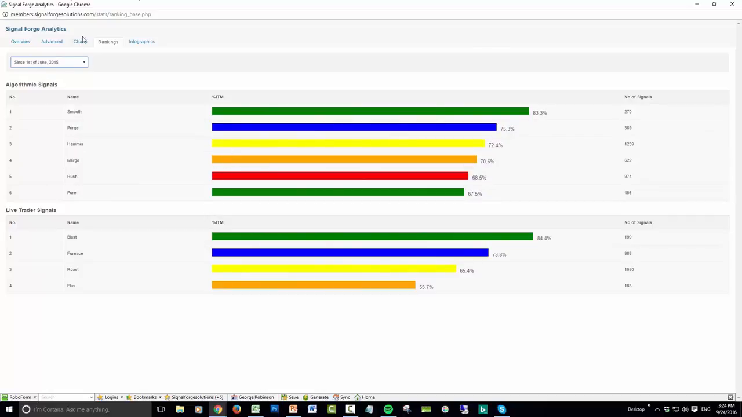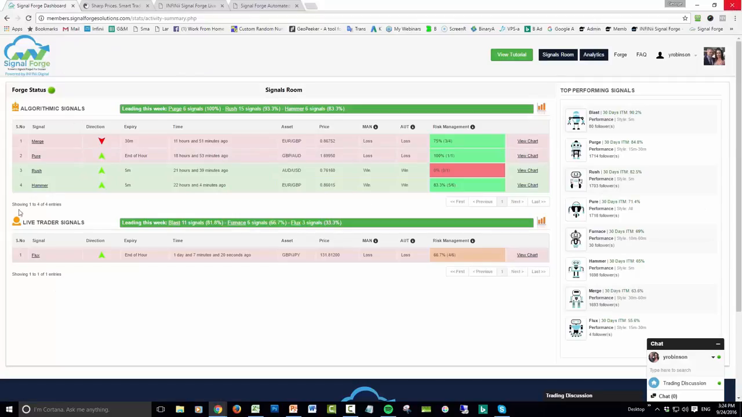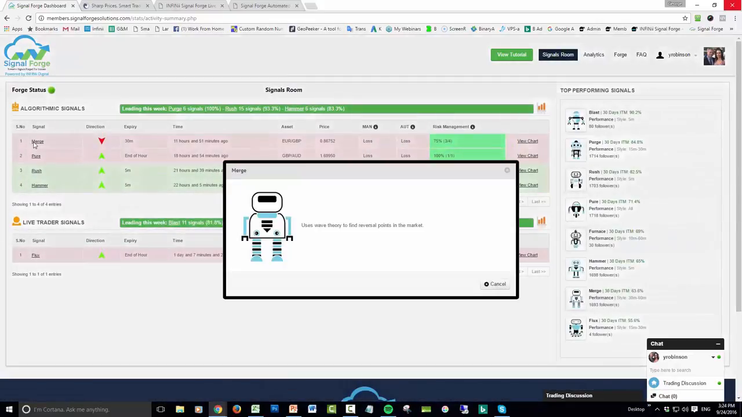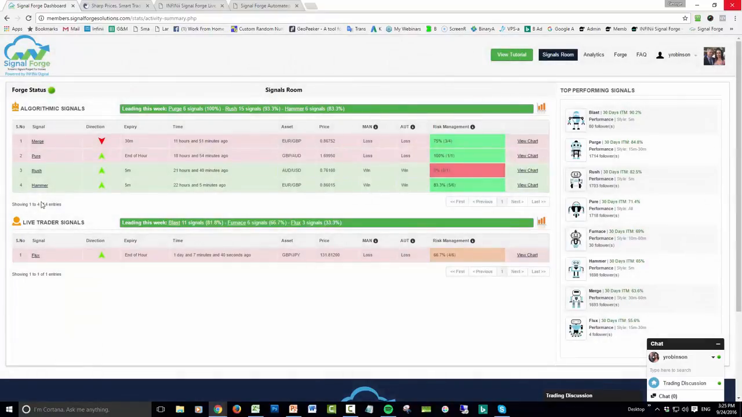So based on the information that you can see looking through all this, you can get an idea of what systems you want to turn on. Personally, what we do is have every system turned on, because all of the systems have got good fundamental reasoning behind them. The trade evaluation, if you click on here, it actually tells you a little bit about it. So it uses the wave theory to find reversal points in the market.